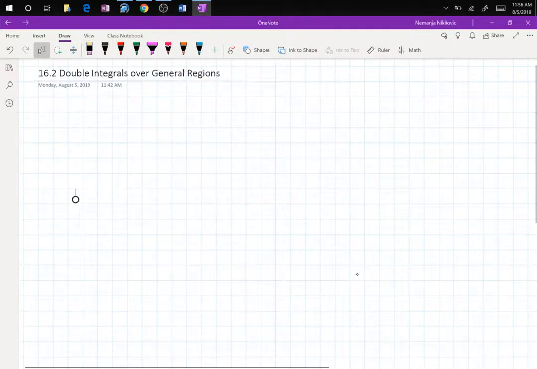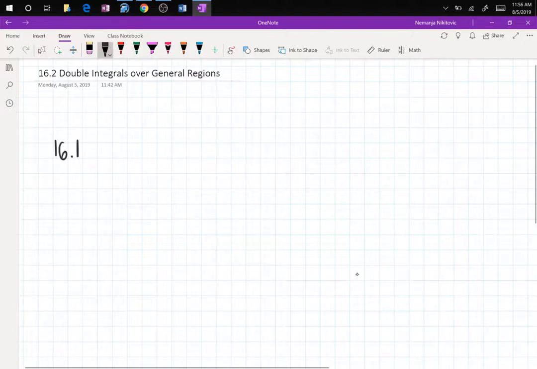Hello and welcome back to Calculus 3, section 16.2, double integrals over general regions. The first lesson was rectangular region, meaning the domain was a rectangle. Now we're going to have any shape in the domain, and that will be bounded, let's say, by two functions.